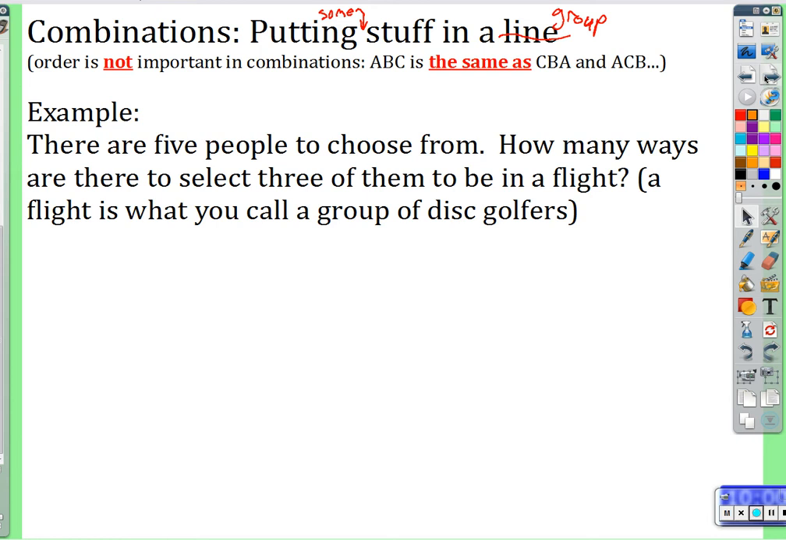All right, so let's talk about combinations. We're not putting stuff in a line anymore. Let's say we're putting them in a group. A group doesn't really speak order to me. It doesn't say it's important which order these things are in. Hopefully that speaks the same to you. Just a reminder, order is not important in combinations, meaning that A, B, C is the same as A, C, B. If you take those things and rearrange them, you've done nothing new. It's not a new combination.